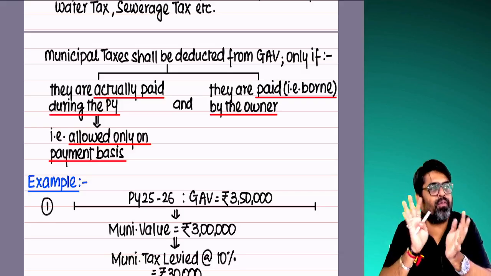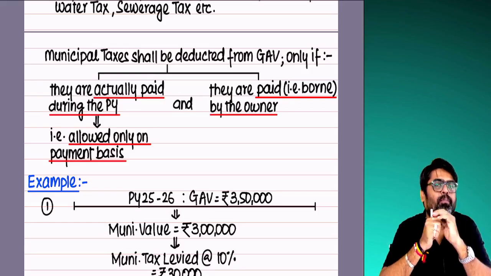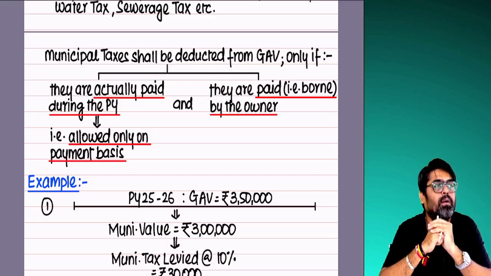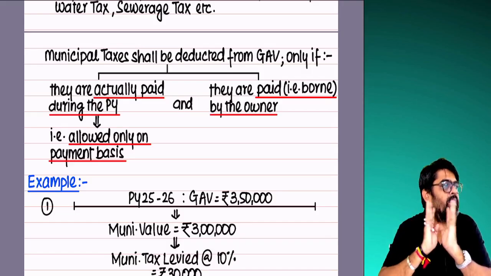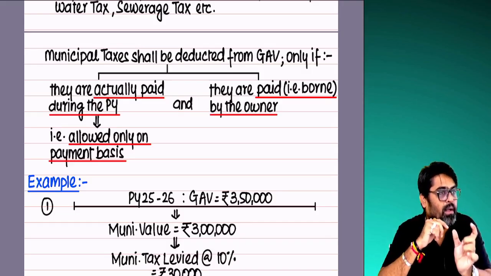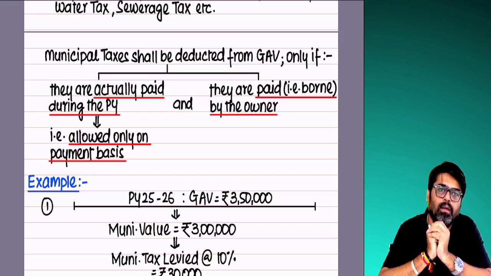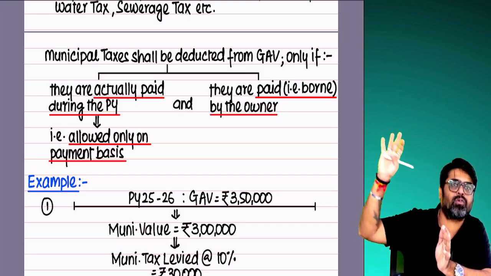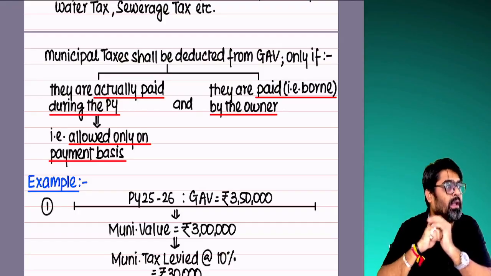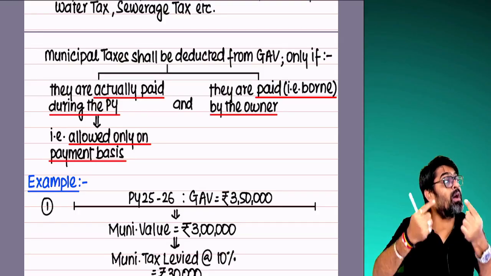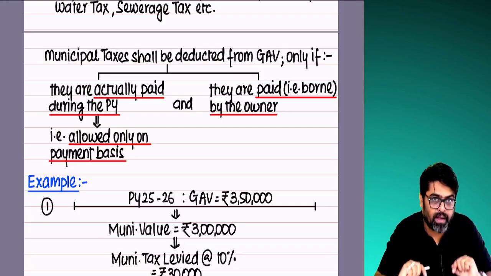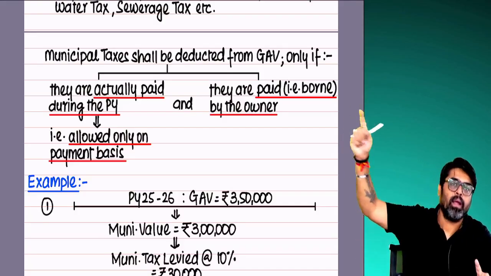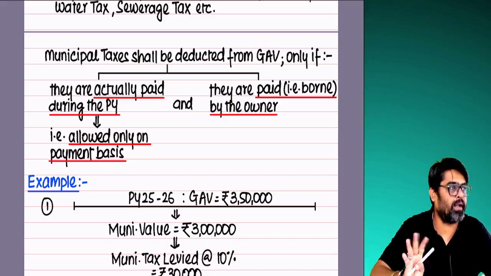What if the municipal tax was 20,000, and I paid only 15,000 in this year and 5,000 is still payable? How much was the municipal tax? How much did I pay? How much is payable? So how much will be allowed in this year? Only 15,000. The 5,000 which is still payable will be allowed in the year in which I actually pay, but not in this year. Even if it is the municipal tax for the current year, it will not be allowed as a deduction in the current year, because have you paid it? No. Whenever you pay, in that year you can claim it, but not in this year.